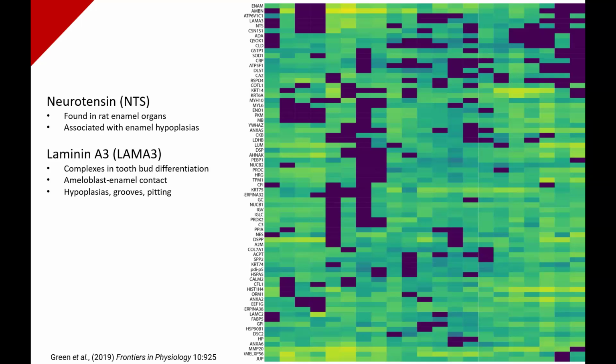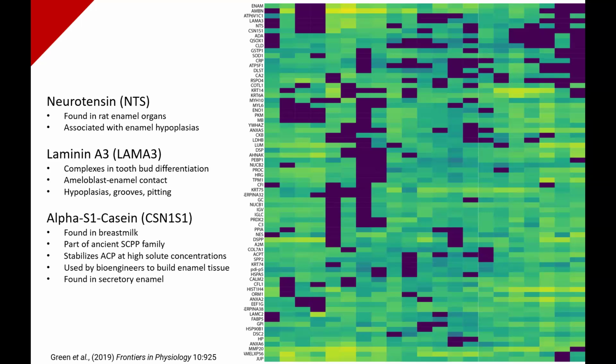But if you don't have a functional copy of laminin A3, your tooth will have pits and grooves and demineralized zones as well. So somehow important, never observed directly in enamel before, but we're measuring it there and it's important for formation. My favorite protein that we find is alpha casein S1.